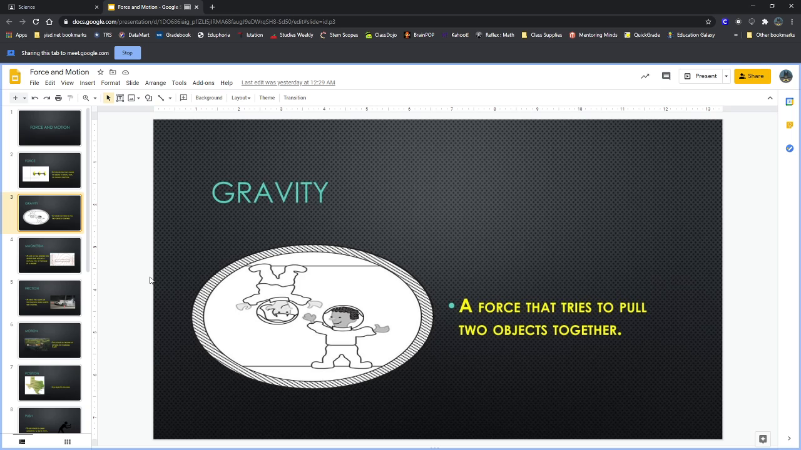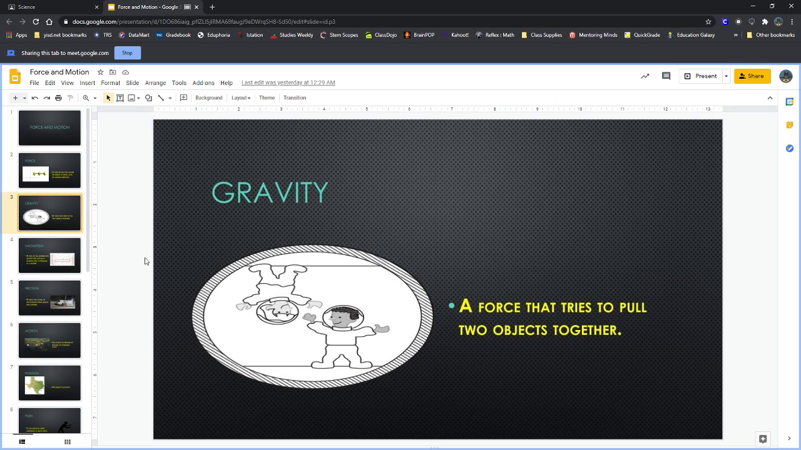The next word that we're going to talk about is gravity. In the video, it told us that gravity is working on all of us. It's affecting all of us all the time. And that's true. Every single second of every day, whether we're awake, whether we're asleep, whether we're eating or running or happy or sad or whatever, gravity is always working on us. So gravity is a force that tries to pull two objects together. In this case, the two things that it's trying to pull together are us and the Earth, the planet.